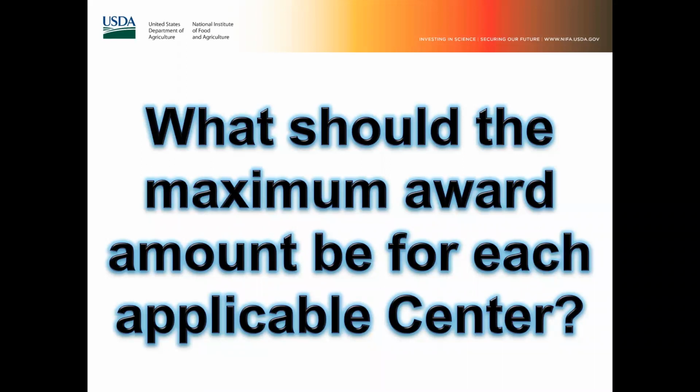Okay, Tennessee State. Tennessee State is $1 million per year per center. Got it. Thank you. Tuskegee? Tuskegee recommends a minimum of 1 million and a maximum of 2 million. Okay. All right, thank you.